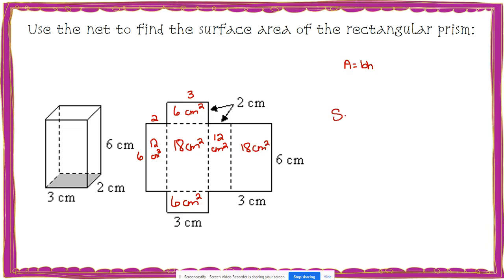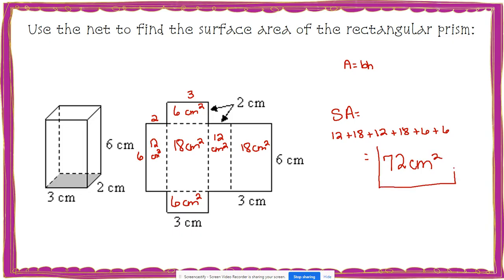To find the total surface area, I'm going to take the area of each of these faces and add them together. So I'm going to add 12 plus 18 plus 12 plus 18 plus 6 plus 6. 12 plus 18 is 30. 30 plus 12 is 42. 42 plus 18 is 60. 60 plus 6 is 66. And 66 plus 6 is 72. That means that this rectangular prism has a total surface area of 72 square centimeters.